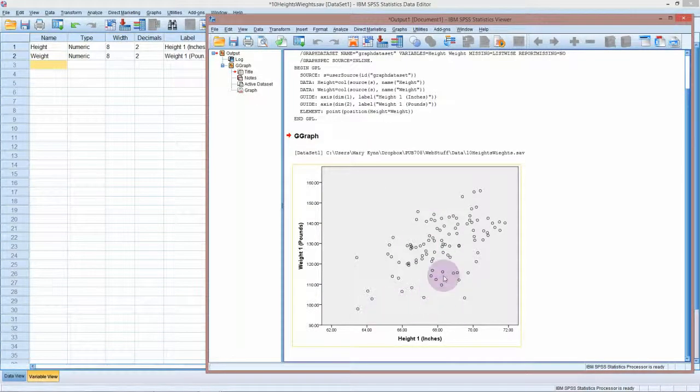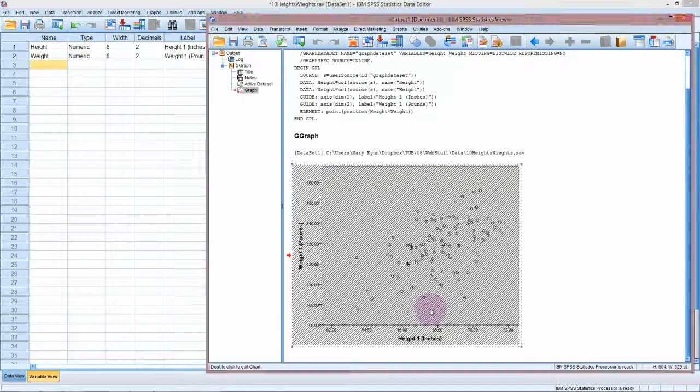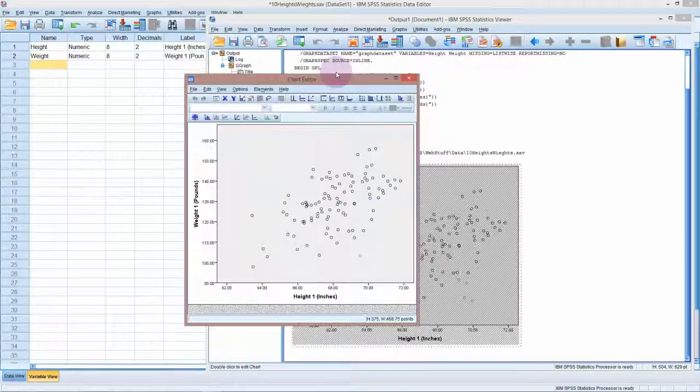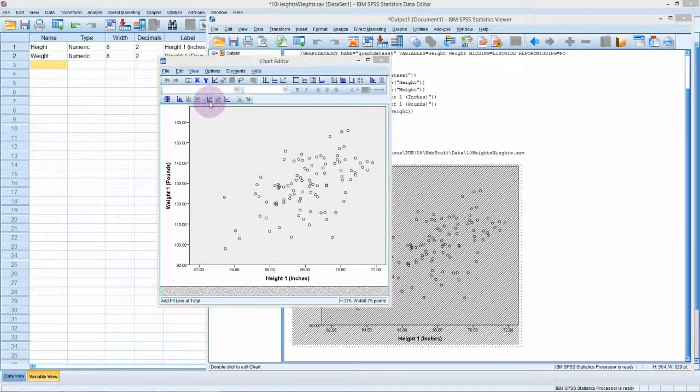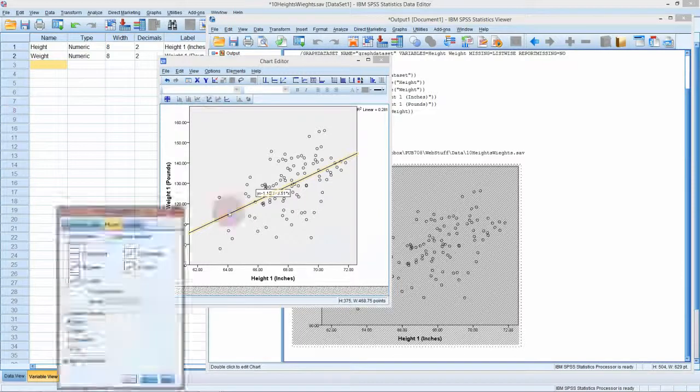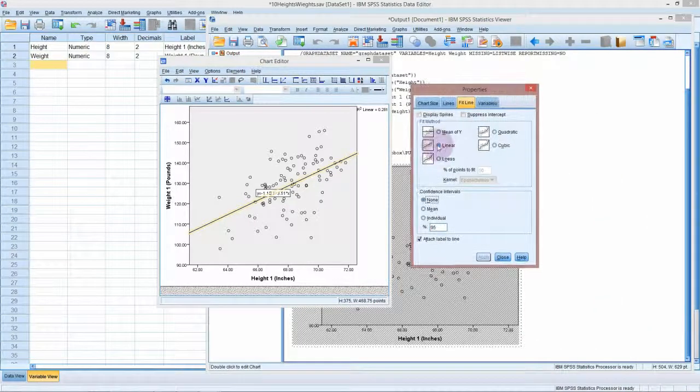Now, we're also interested in fitting a straight line through these data points. So we can do this graphically. If we go into the chart editor, you'll see we have a little option down here which says Add Fit Line at Total. If we click that, you'll see here we have the option to fit a linear, which is a straight line, through here. Now later on we might be interested in trying to fit a curved line, and then we might tick quadratic, but in this case linear is fine.